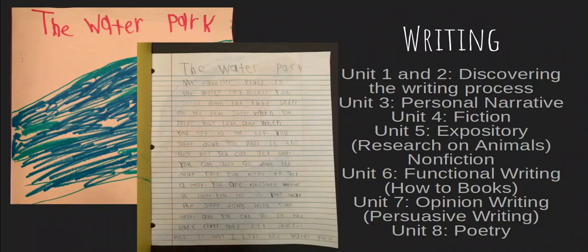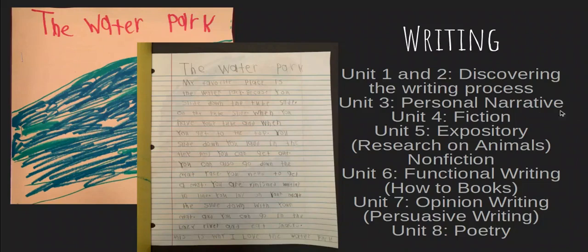Once we write that first draft, we write a second one. Then we go and correct spelling, we correct punctuation and capitalization, and then we create it into a book. We make a front cover and then we make our best handwriting, and it becomes a book that goes into our classroom library. This process will be repeated throughout each of the units that we go through throughout the year.